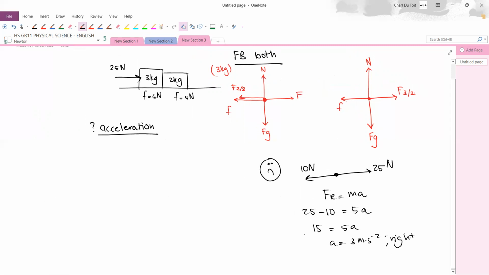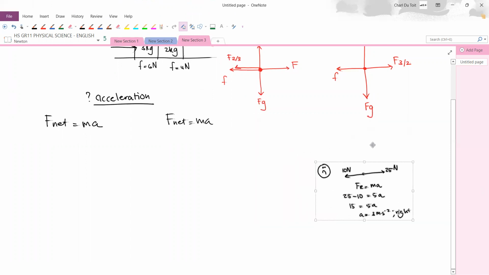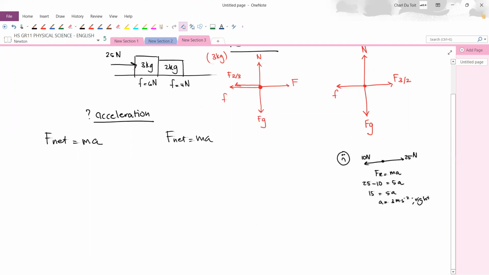So the CAPS syllabus does not allow single system calculations. They want you to work out F net equals ma of the 3 kg and F net equals ma of the 2 kg, and then solve this simultaneously. That's quite a nice system to test your answer, isn't it? So you know the answer is 3.